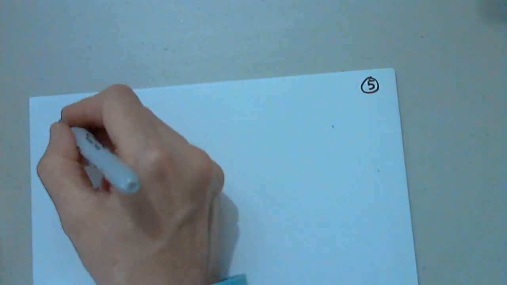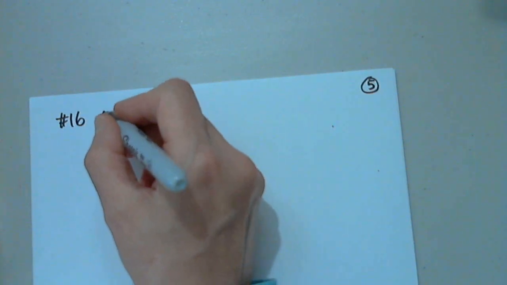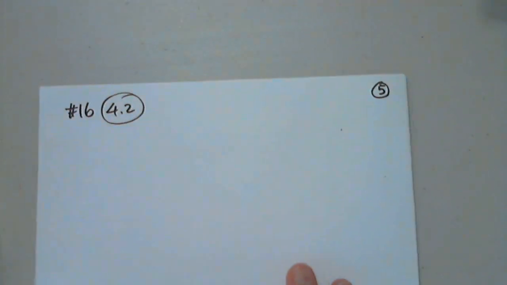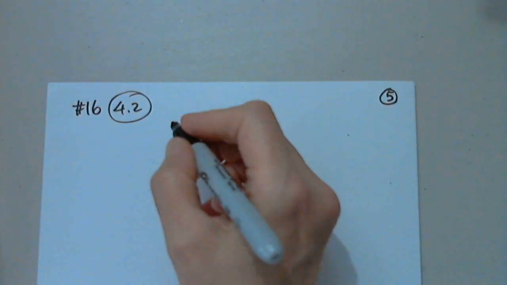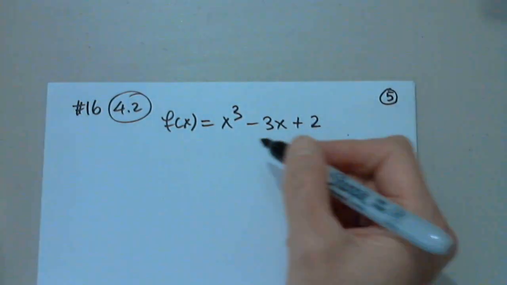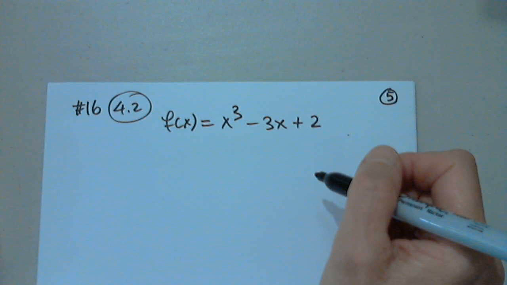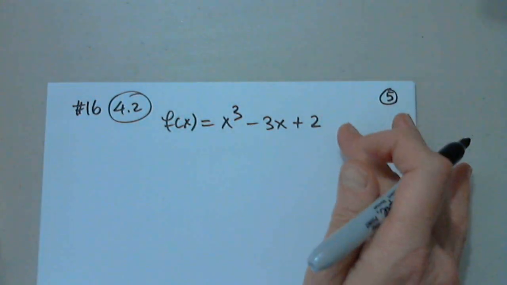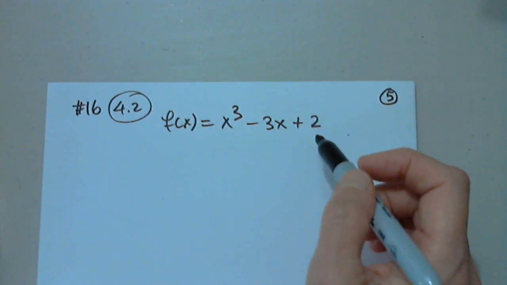Okay, I have another question. I think I'm on page 5. Yes, page 5. It was on 4.2, number 16. Part of the homework. Yes, we are ready. f of x is equal to x cubed minus 3x plus 2. And then we have f is continuous on -2 to 2.